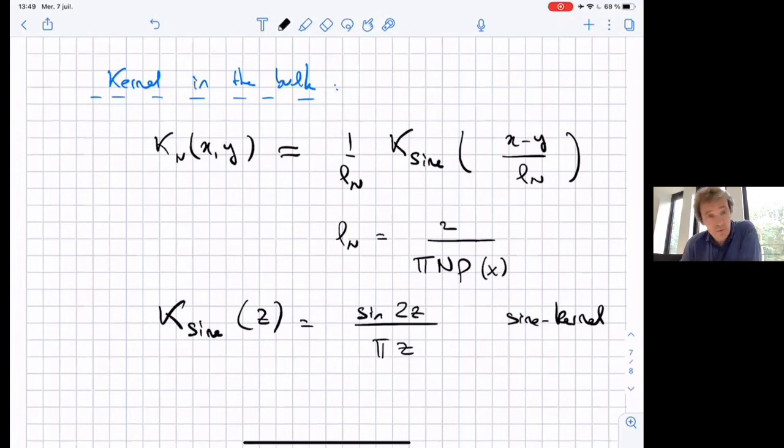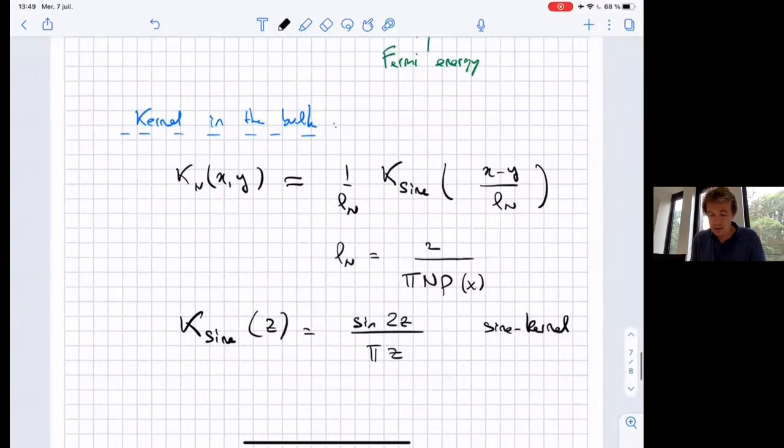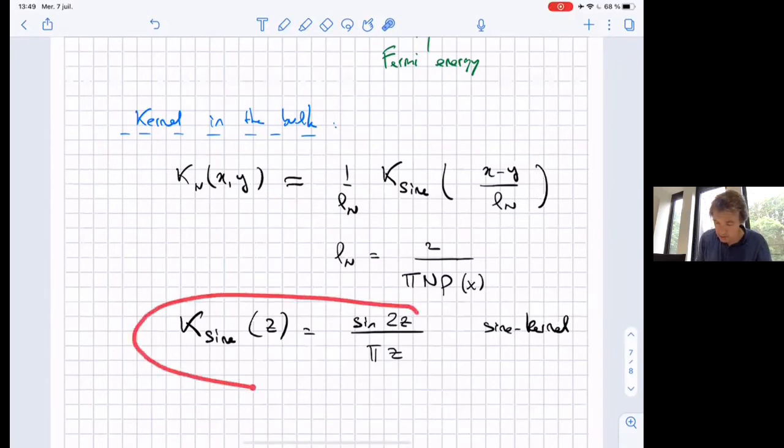And this one is universal, in fact, in the sense that if you really look at the local scale, at local correlations in the bulk, then this l_N will not be universal. l_N will depend on the potential because rho of x does depend on it, but the form of the correlations is universal.